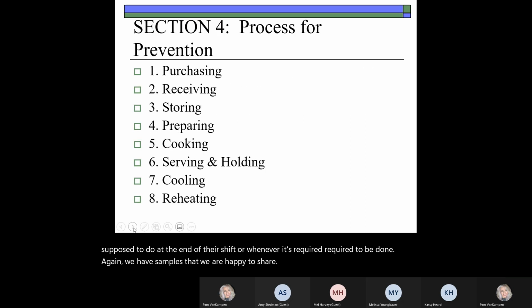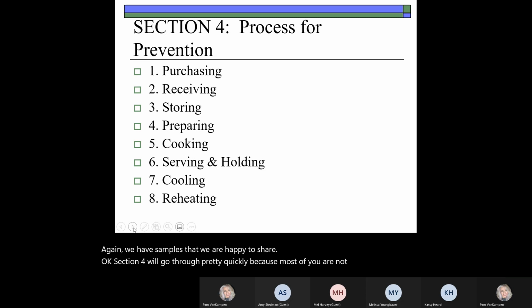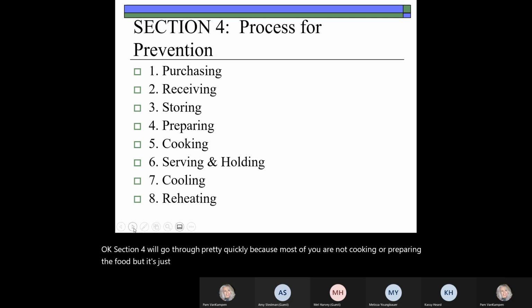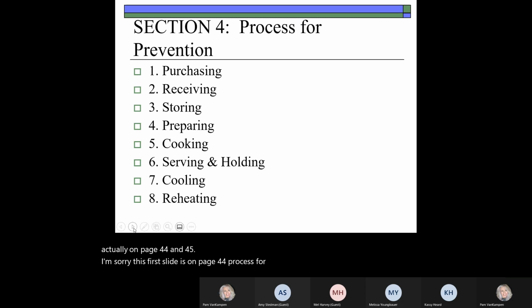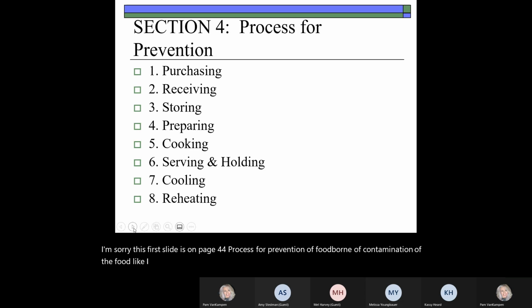Okay, section 4 we'll go through pretty quickly because most of you are not cooking or preparing the food, but it's just important for you to know the whole circle of it all. So this is actually on page 44 and 45. Oh, I'm sorry. This first slide is on page 44. Process for prevention of foodborne contamination of the food. Like I said, at purchasing, receiving, storing, preparing, cooking, serving, and holding. This is where you guys come into play. Serving, holding, cooling, and reheating.